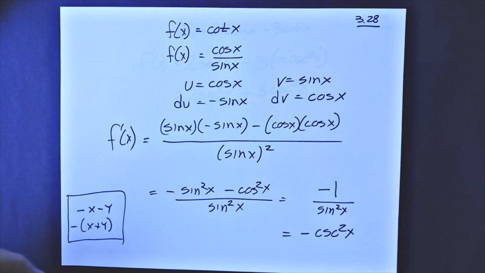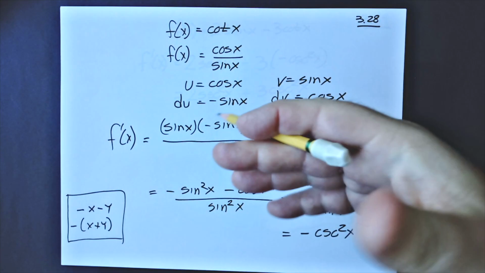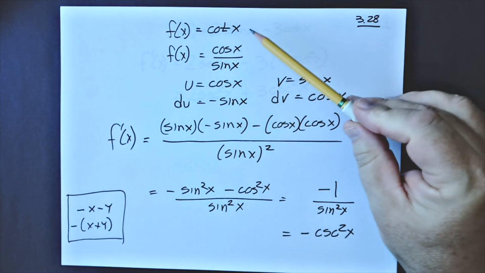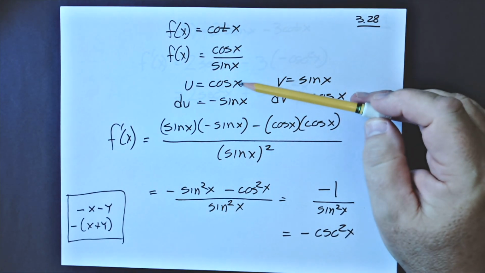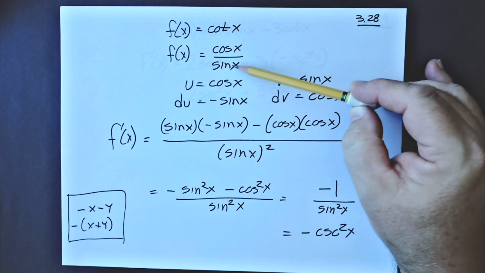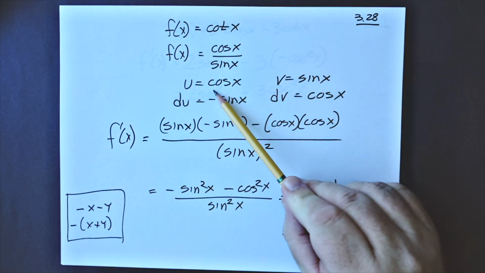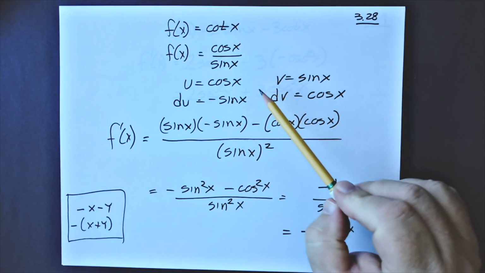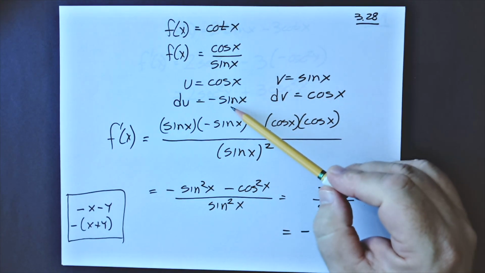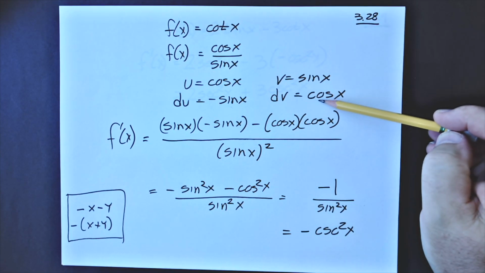3.28. This is asking you to find the derivative of the cotangent of x. Now, you probably already watched the video and you know the rule for this, but let's pretend we don't, which is the point of this exercise, which is just to find it using the quotient rule. So cotangent is cosine over sine, and so I can use this with the quotient rule. Where u is cosine, v is sine. So the derivative of the cosine is the negative sine, and the derivative of the sine is the cosine.